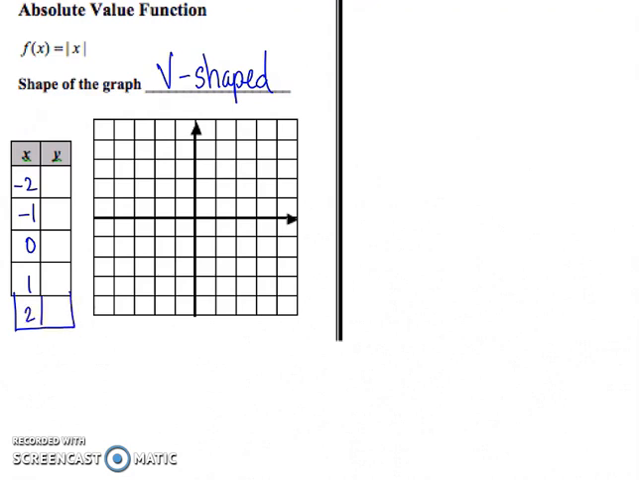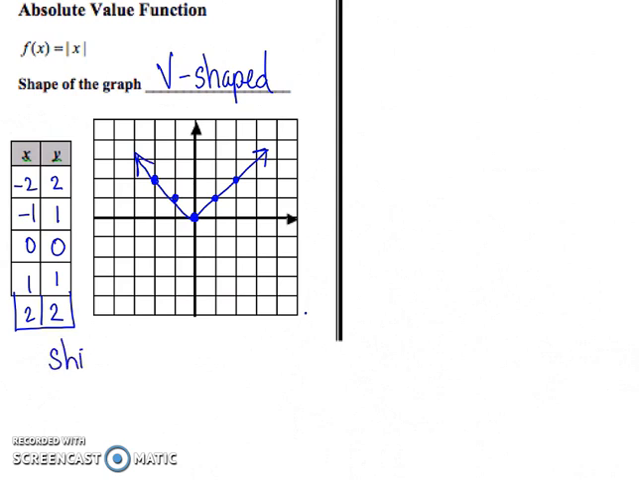And when we plug these in, absolute value is always positive. So the absolute value of negative 2 is 2, absolute value of negative 1 is 1, 0 is 0, absolute value of 1 is 1, and of 2 is 2. So we have that vertex there at 0, 0 for our V shape. And then when x is negative 2, y is positive 2. When x is negative 1, y is positive 1. And then on the other side, we have the reflections of those points. And so this is our absolute value graph, our parent graph here.